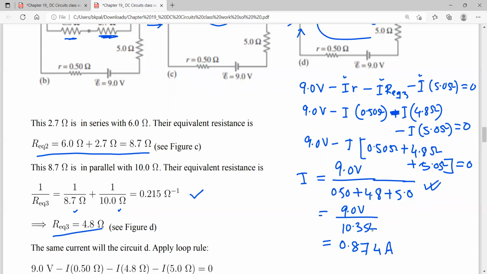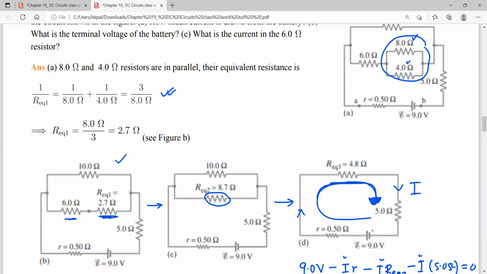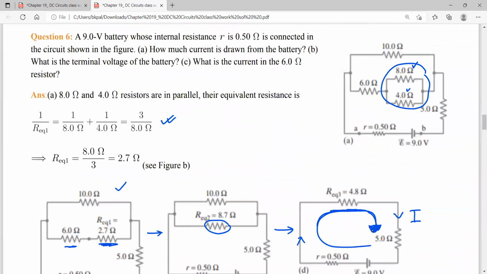You see that this is exactly equal to Ohm's law. Although we start from the loop rule, we get Ohm's law, and it should be. All right, we are done with the first part. The second part tells us to calculate the terminal voltage of the battery and the current in the 6 ohm resistor.